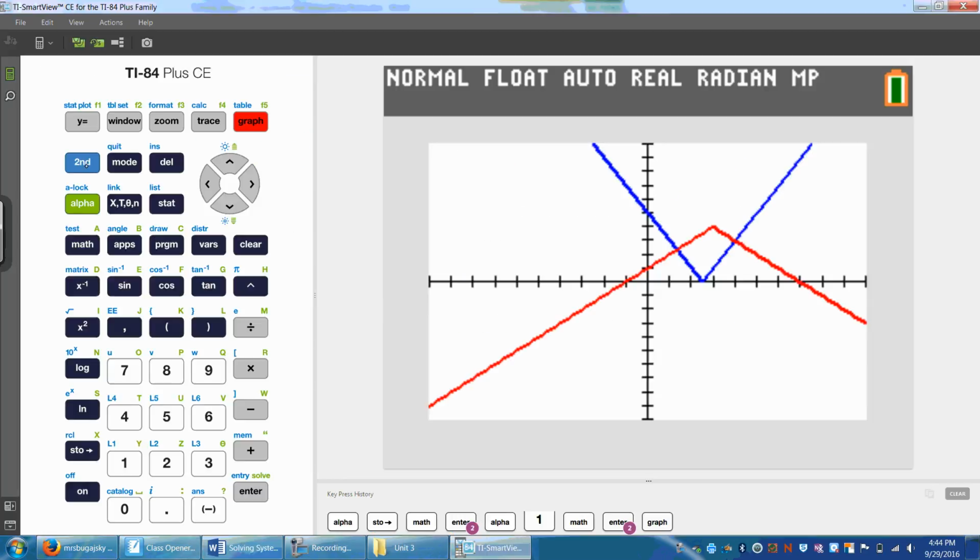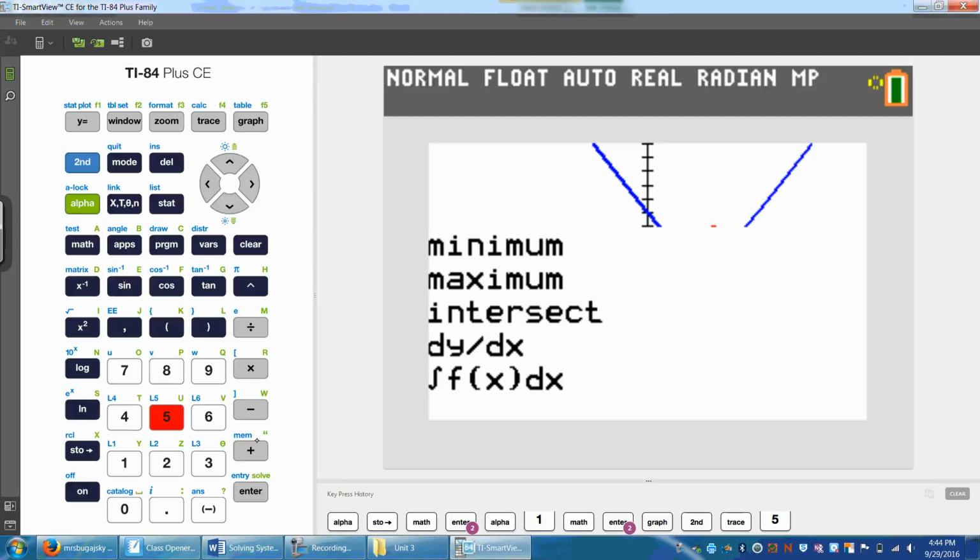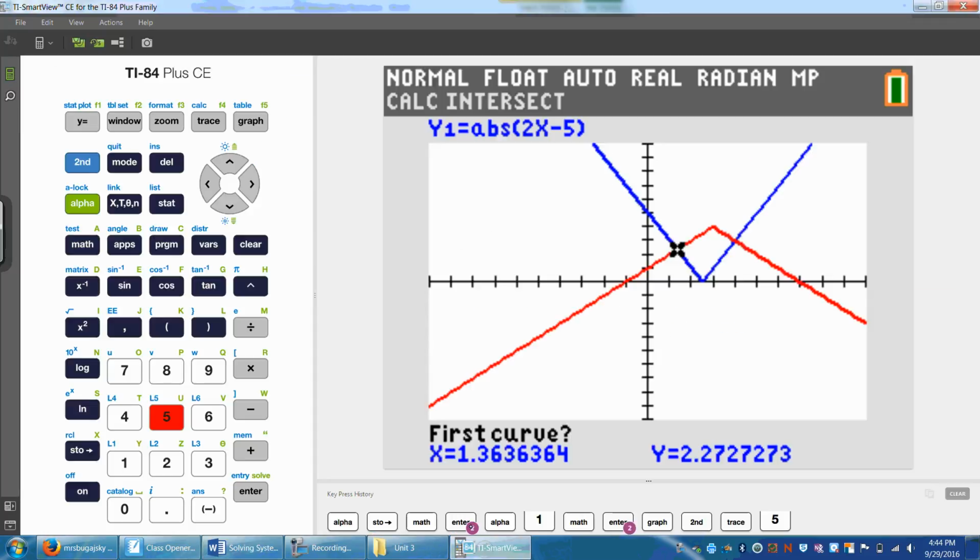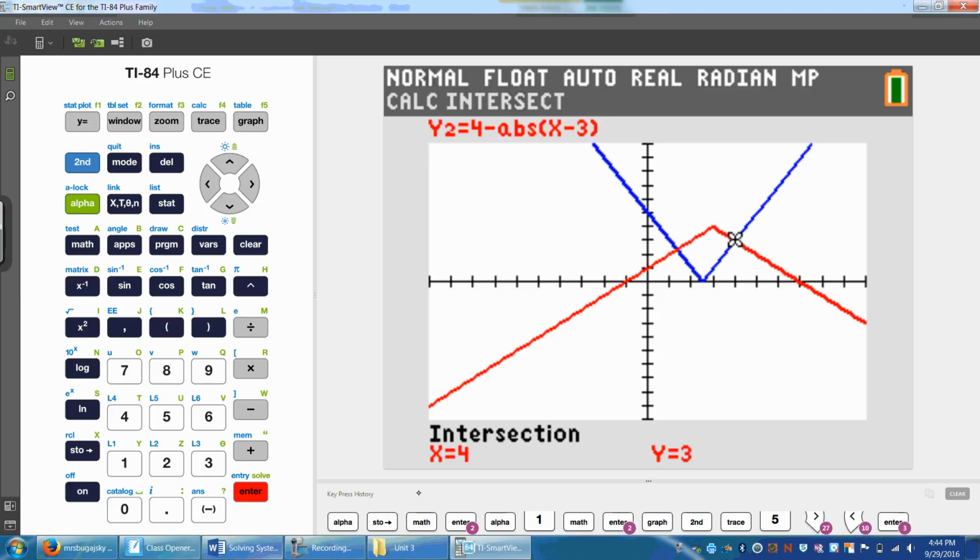If I go back to the graph, I'm going to do second trace one more time and pick number 5. I'm going to get my cursor closer to the other intersection point. Doesn't matter where it is as long as it's closer. I'm going to hit enter because it's on the blue curve. I'm going to hit enter when it's on the red curve, and then I'm going to have it guess. It says the answer is 4, 3.